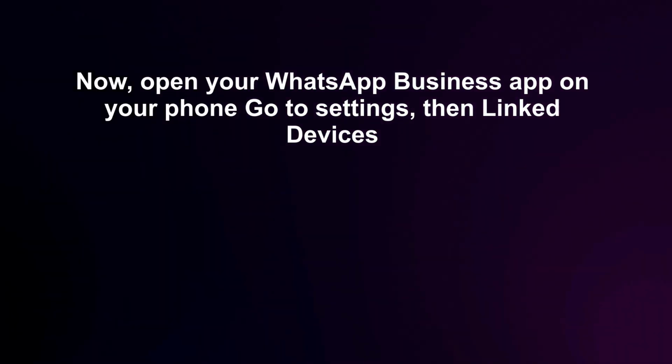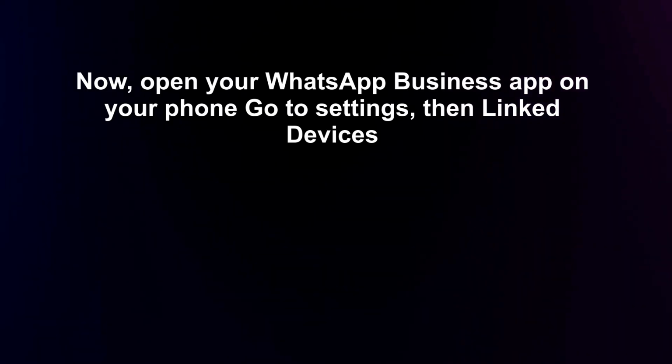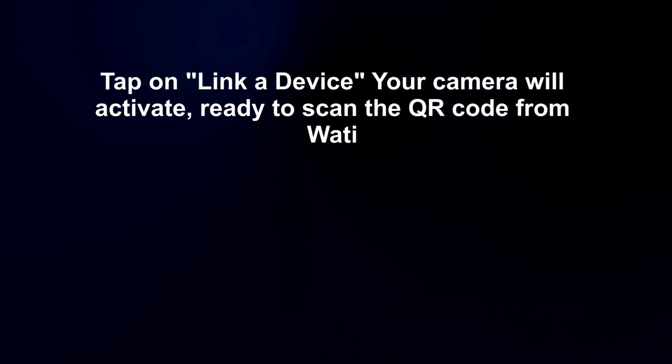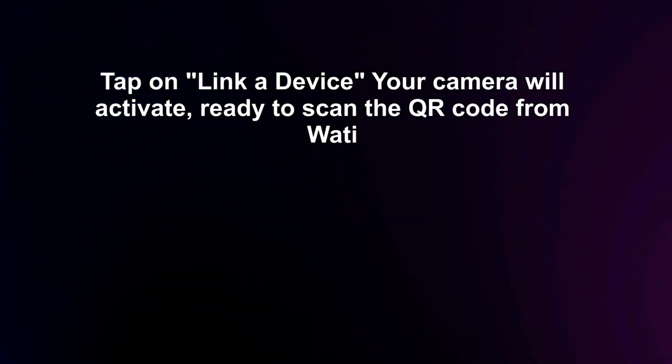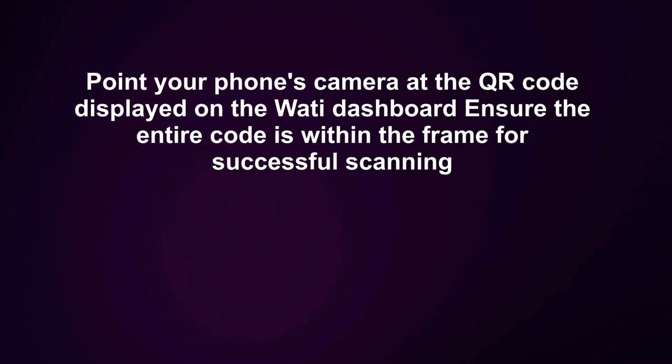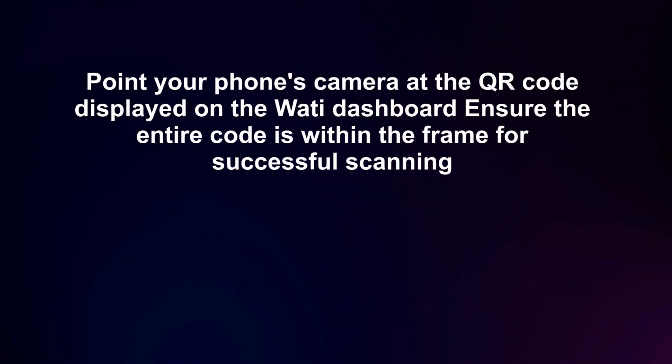Now, open your WhatsApp business app on your phone. Go to Settings, then Link Devices. Tap on Link a device. Your camera will activate, ready to scan the QR code from Wati. Point your phone's camera at the QR code displayed on the Wati dashboard. Ensure the entire code is within the frame for successful scanning.